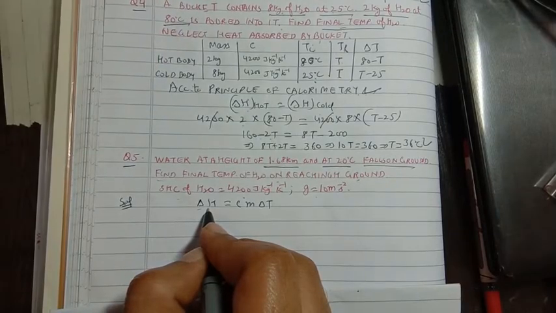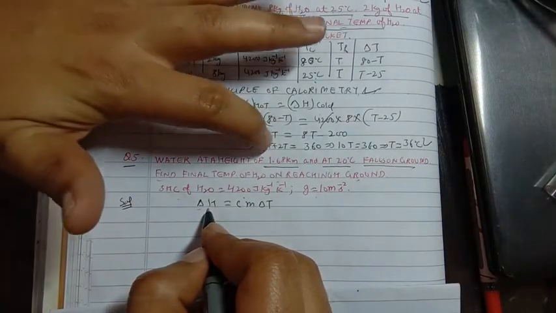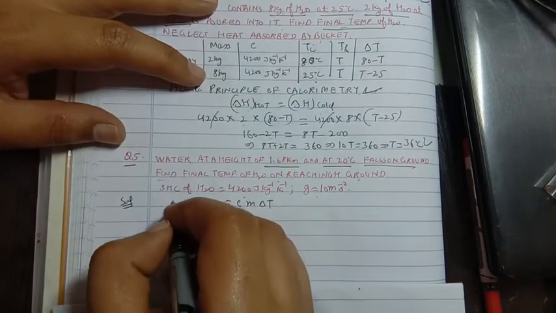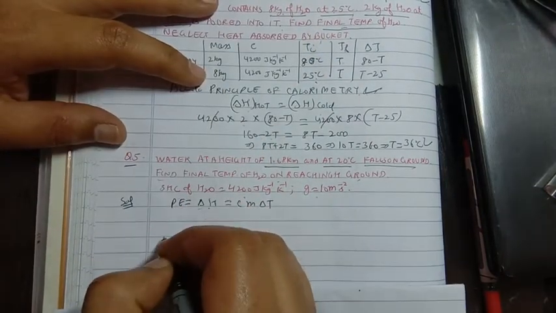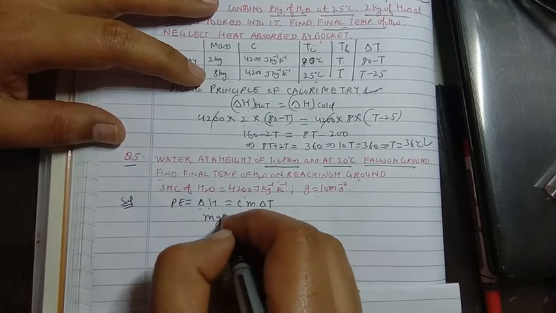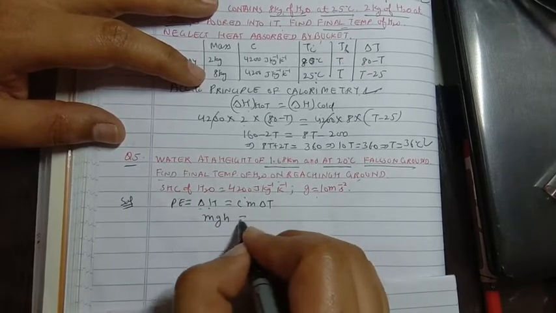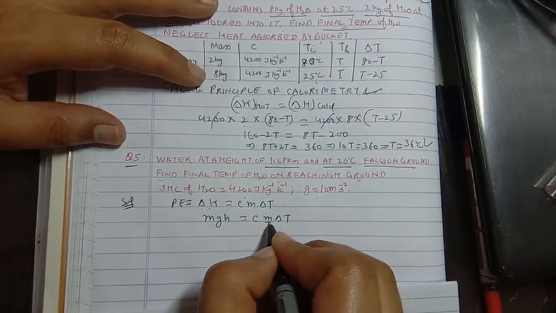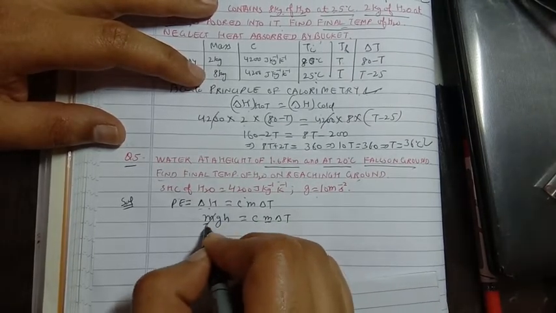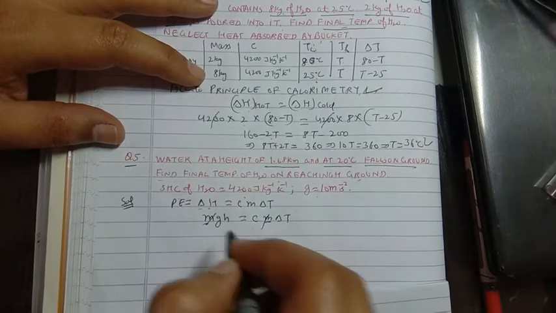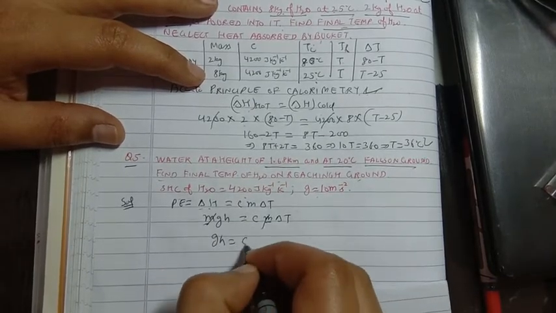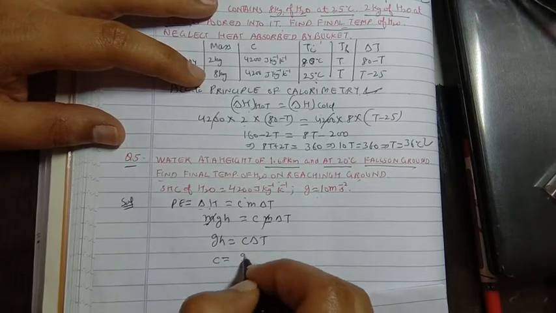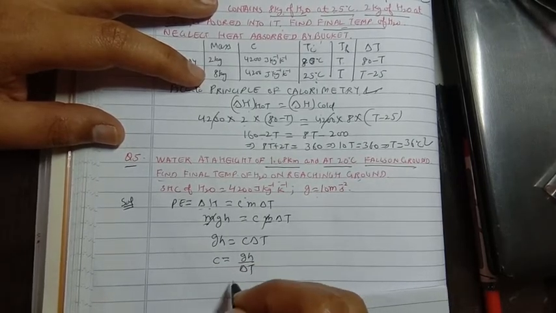It says the potential energy. When water is present at a height of 1.68 kilometer, it possesses potential energy. So this delta H is actually the potential energy, and we know that potential energy is mgh. So equating, mgh equal to C into m into delta T. M is the mass of water we are talking about, so m gets cancelled. So gh becomes equal to C into delta T, and delta T is equal to gh over C.